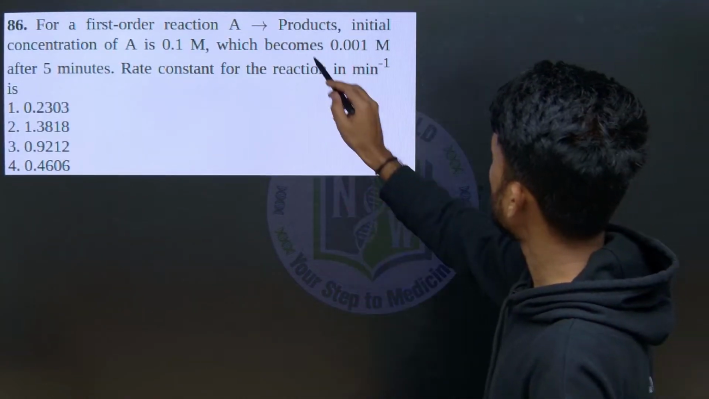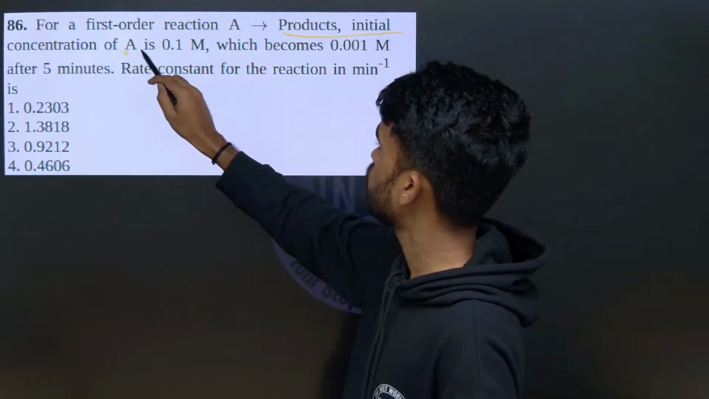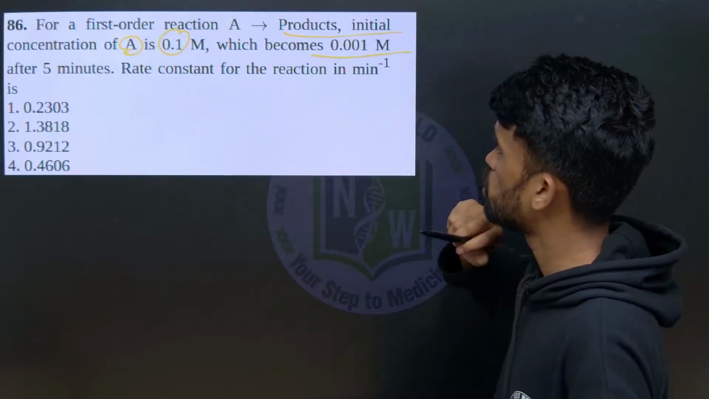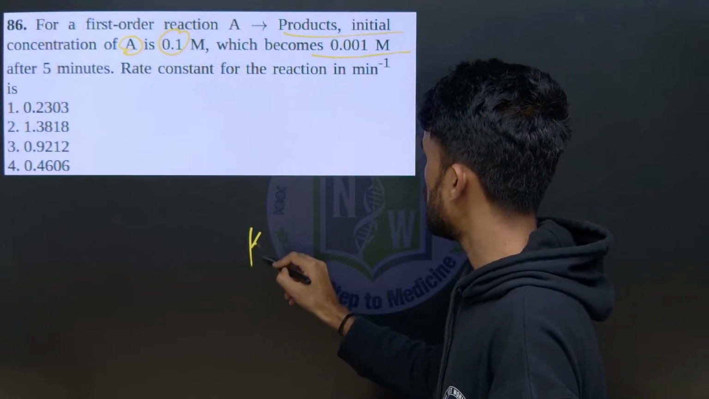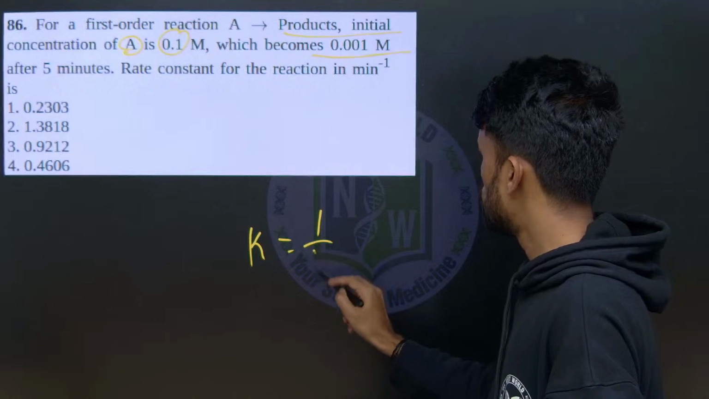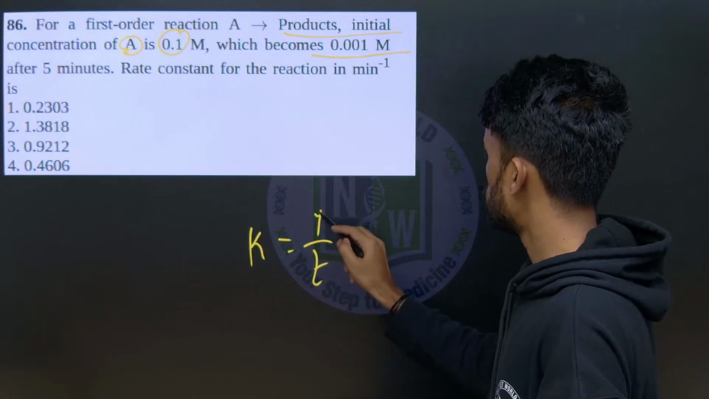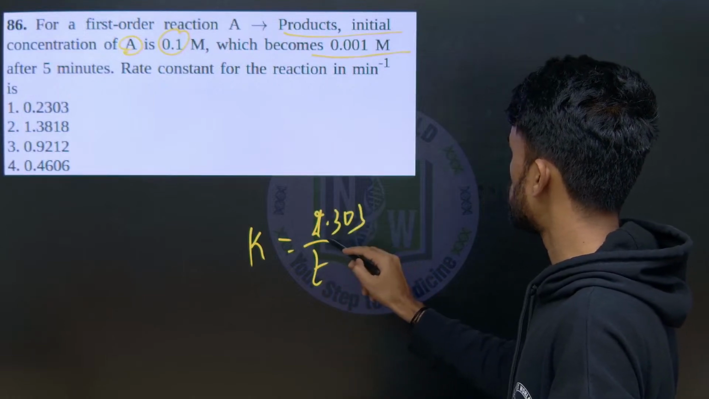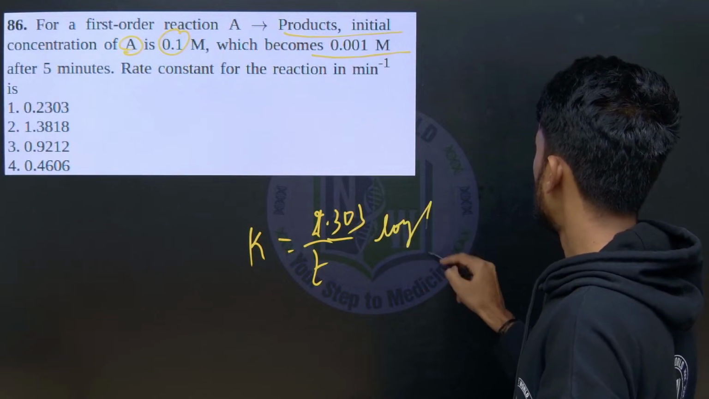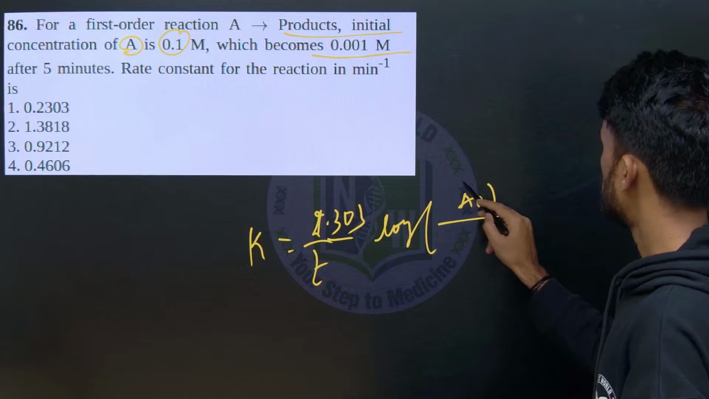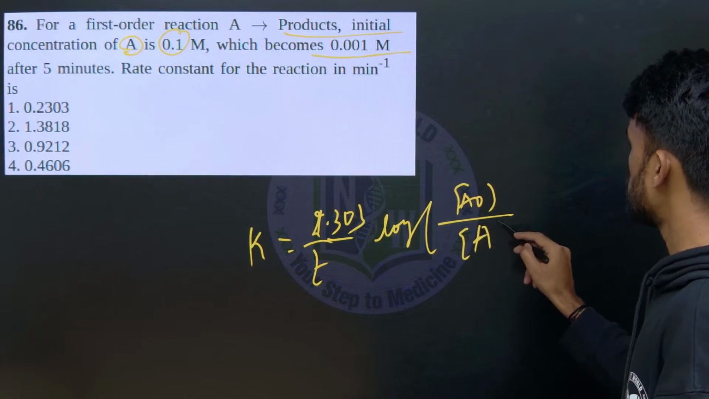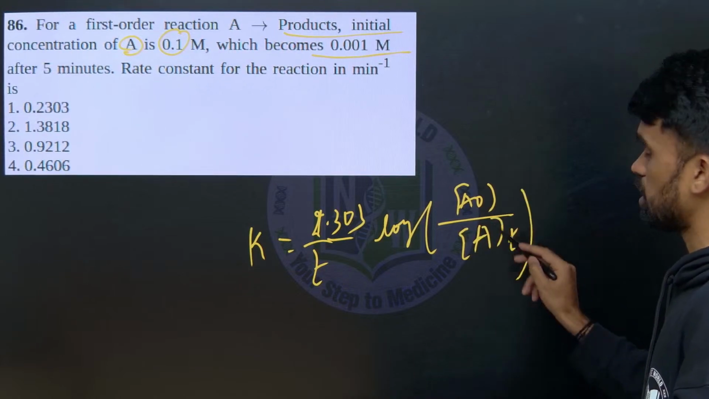Next, for a first order reaction, the initial concentration of A is 0.1 and becomes 0.001 after 5 minutes. What is the rate constant? K for a first order reaction we can find using 1 by t. So you can use this formula: 2.303 by t log of initial concentration A naught by final concentration at time t.